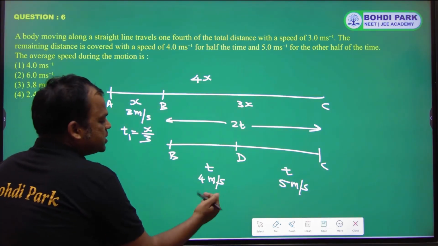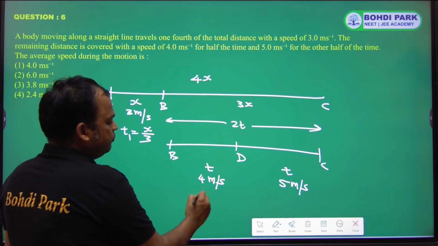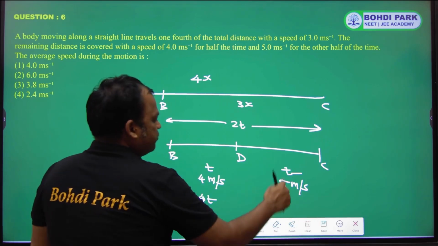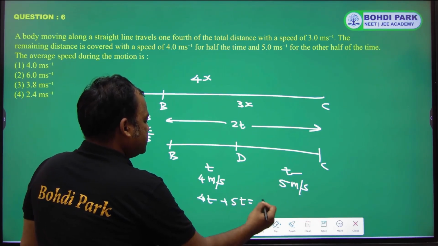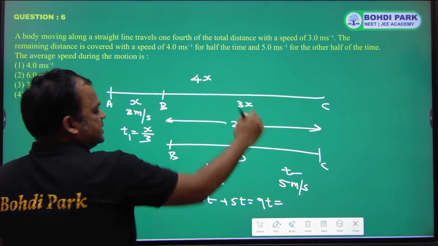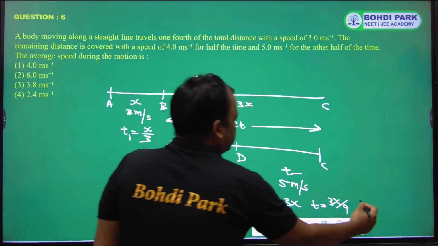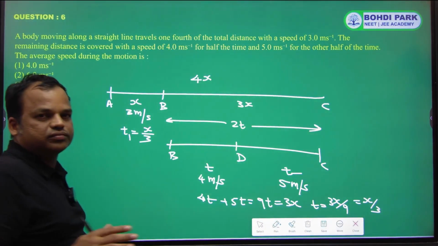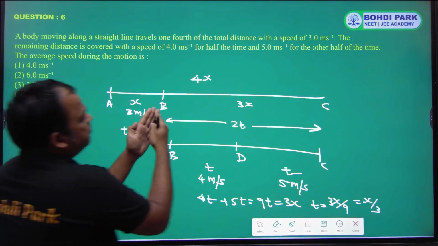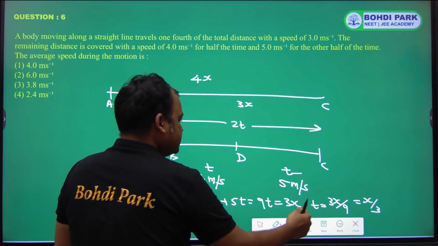So we will calculate the distance now. What is the distance covered for B to D? 4t. And what is the distance covered from D to C? 5t. That is equal to 9t. So 9t is equal to 3x. So we get t is equal to 3x by 9, or x by 3. So A to B time taken is x by 3. B to C time taken is 2t, and t is x by 3.